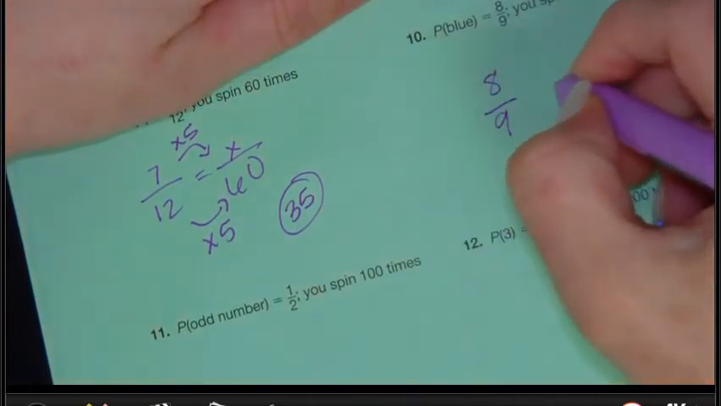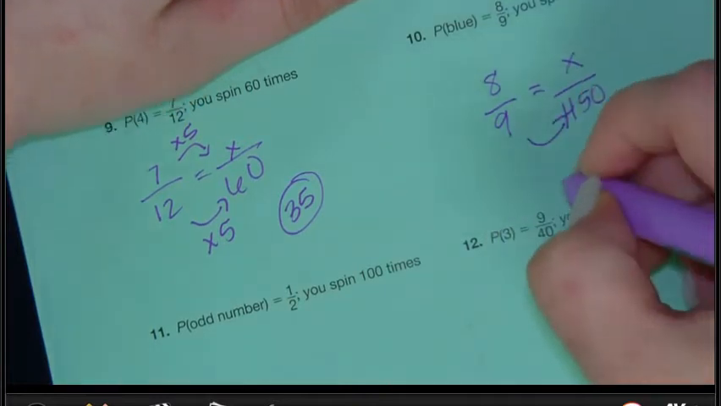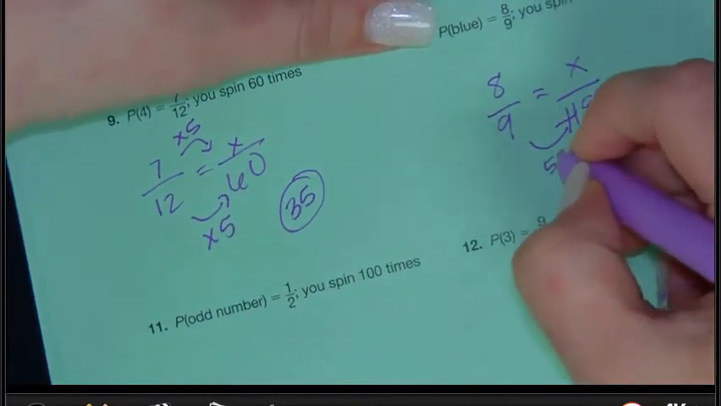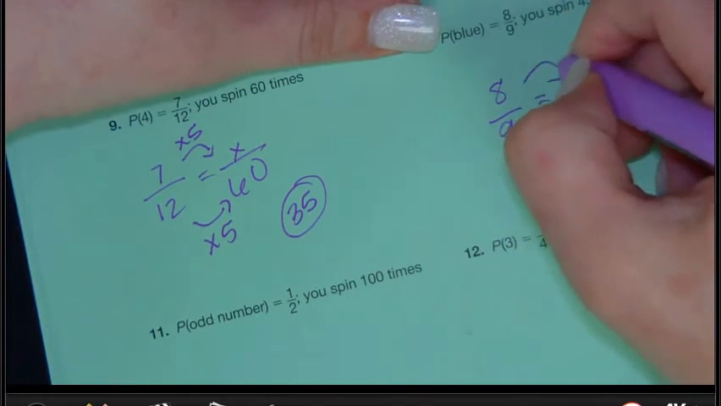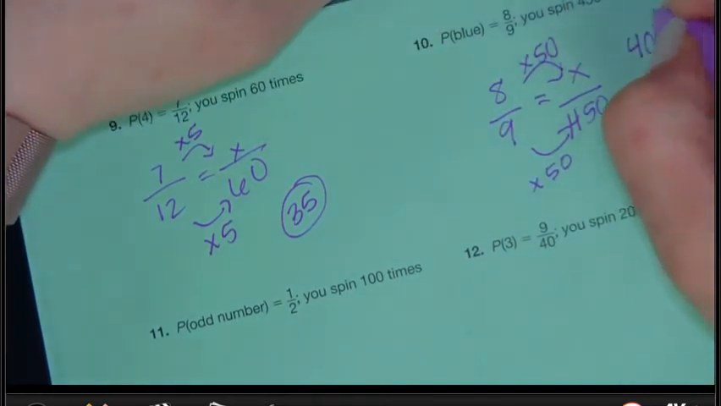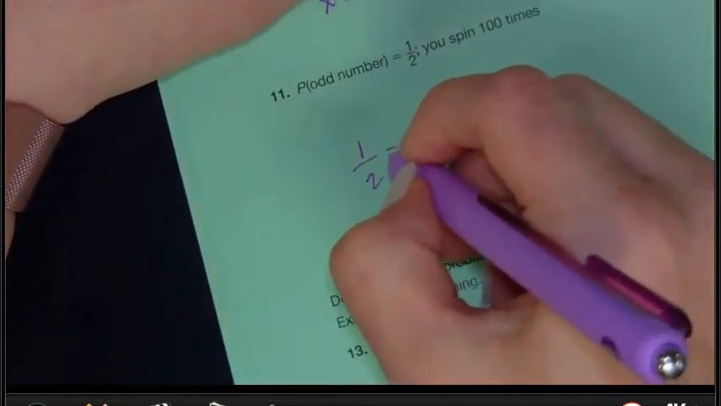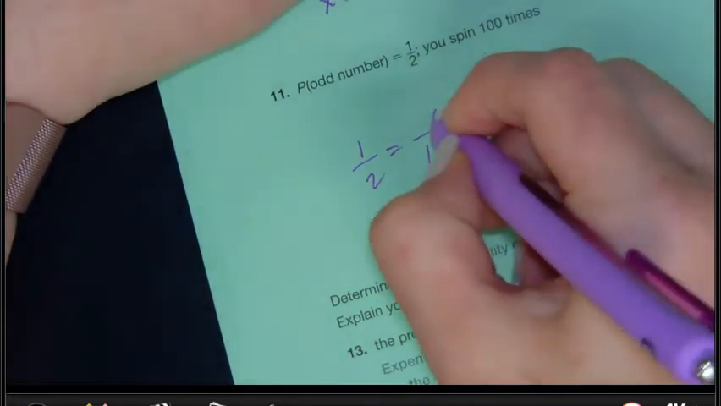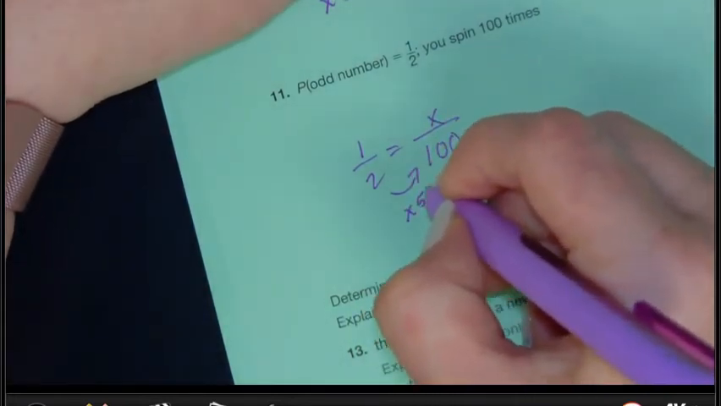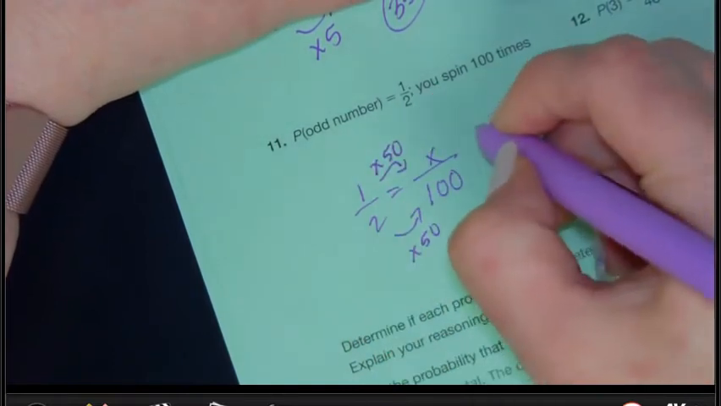All right, so I have 8 out of 9 is equal to x out of 450. Well, 9 times 5 is 45, so 9 times 50 would be 450. Well, then 8 times 50 is going to be 400. Okay. Now I have 1 out of 2, which equals 100 times. Well, 2 times 50 is 100, and then 1 times 50 is going to be 50 times.